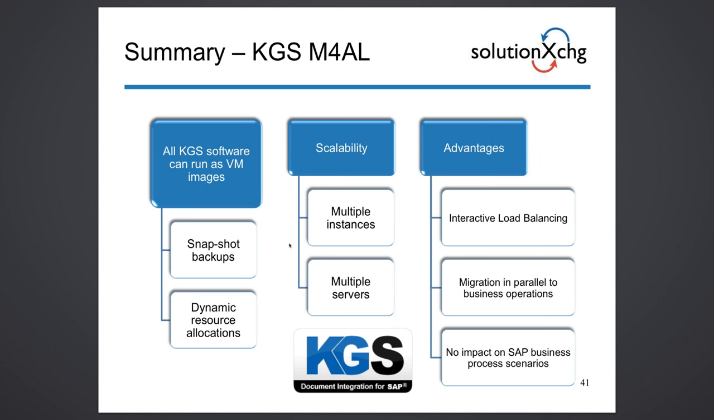And I want to end the presentation with a quick summary of the advantages of the KGS migration product. High scalability, multiple instances, multiple servers. KGS software can be run as a VM image, snapshot backup capability, dynamic resource allocation, and we can do interactive load balancing. We can migrate in parallel to business operation. We have no impact on SAP process scenarios because of the proxy capability. The end user doesn't even know that they are accessing the documents while in the midst of a migration process.